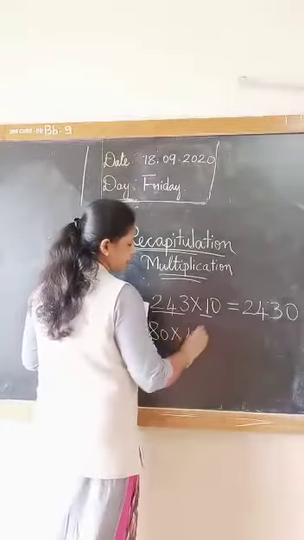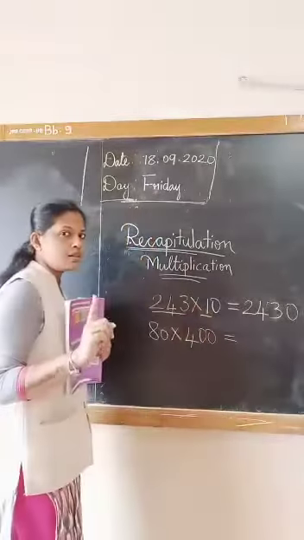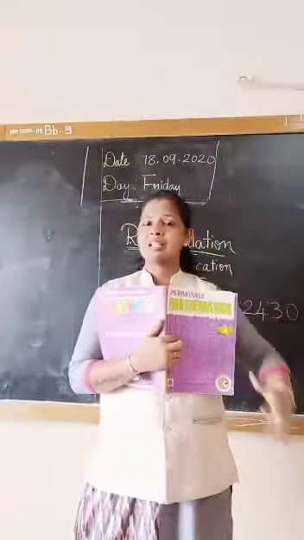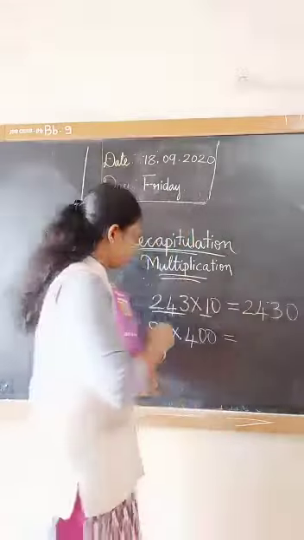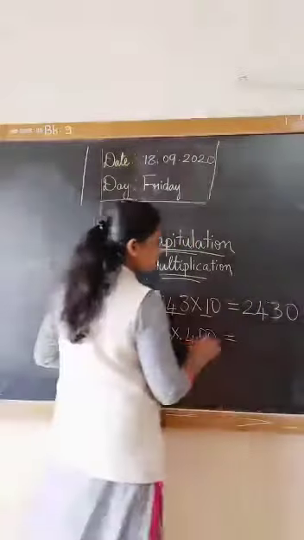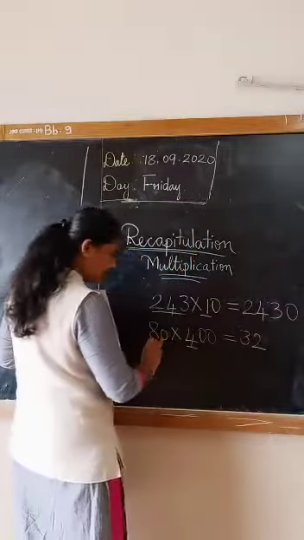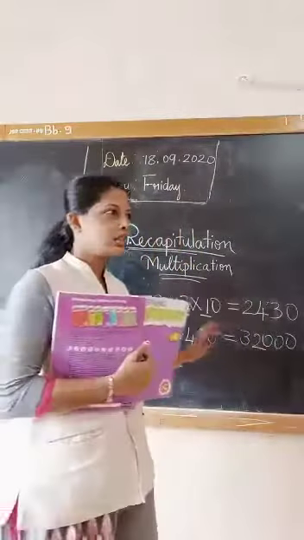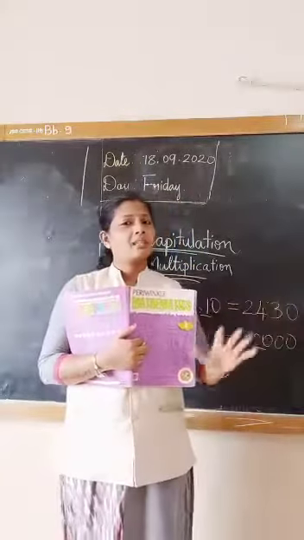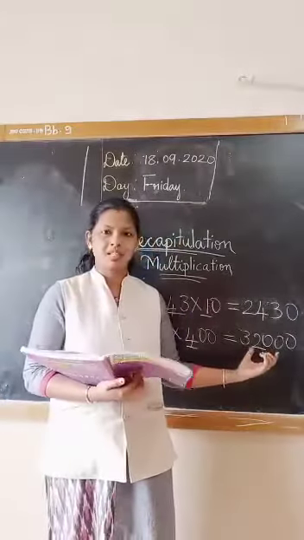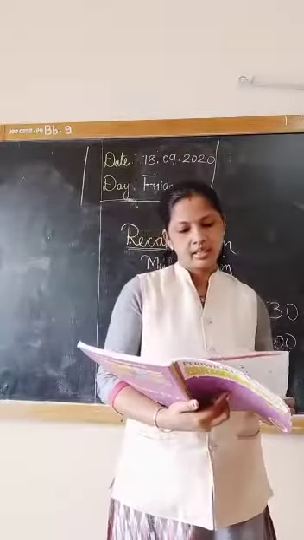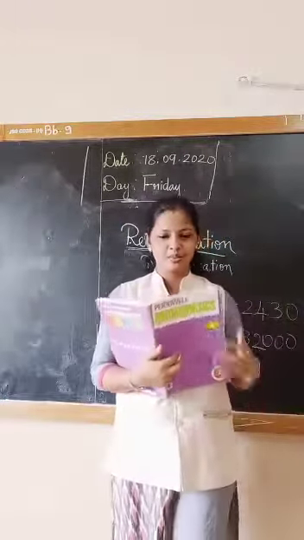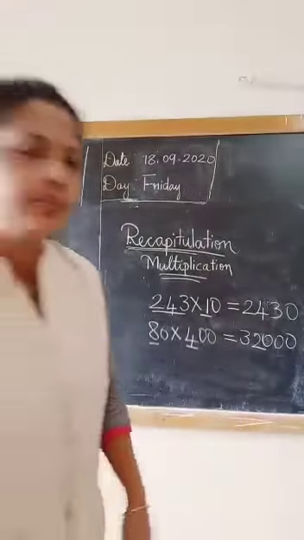Now 80 into 400. First the non-zero numbers. Whenever you have 0, you need not do the steps. You can just insert the 0 at the end. Now 8 and 4. 8 fours are 32. So 1, 2, 3 zeros. That is 32,000. So this is how you multiply by 10, 100, 1000 as well as numbers with zeros. And next, multiplication by 1 digit number, by 2 digit, by 3 digit. I'll just give one example for that. Just look at the board here.